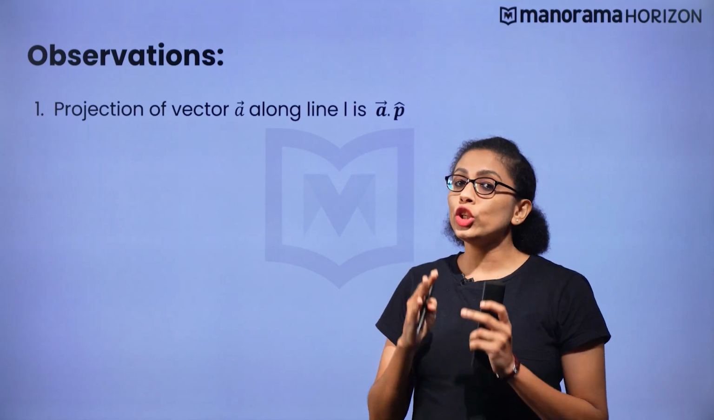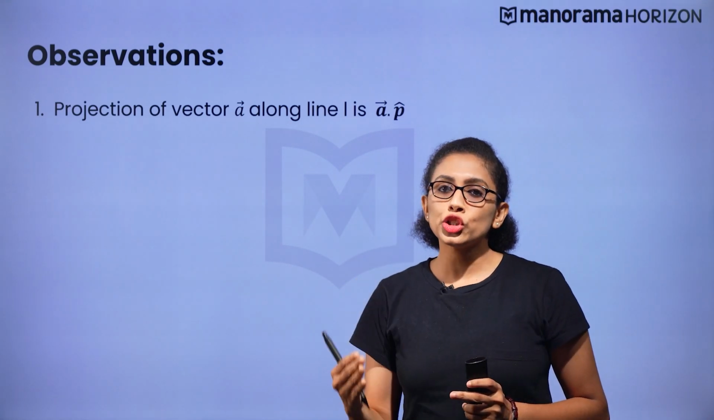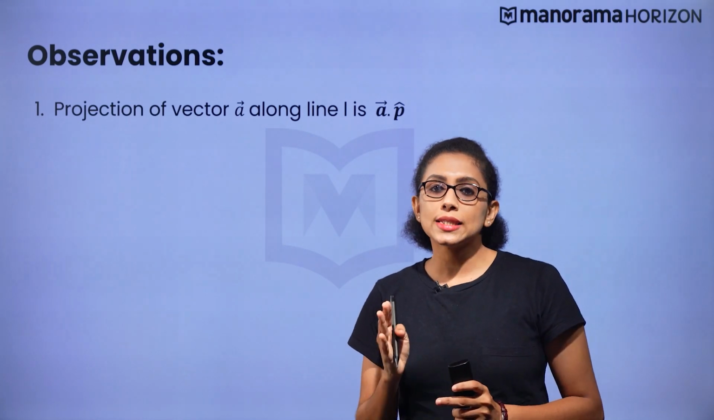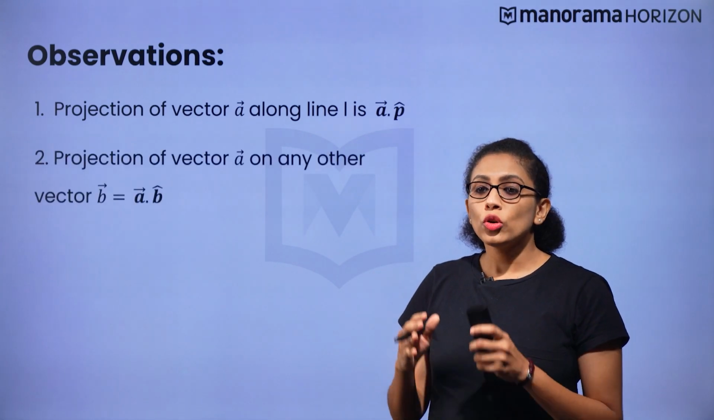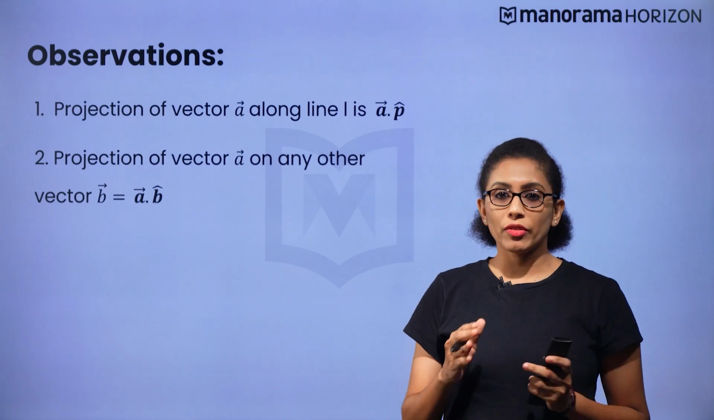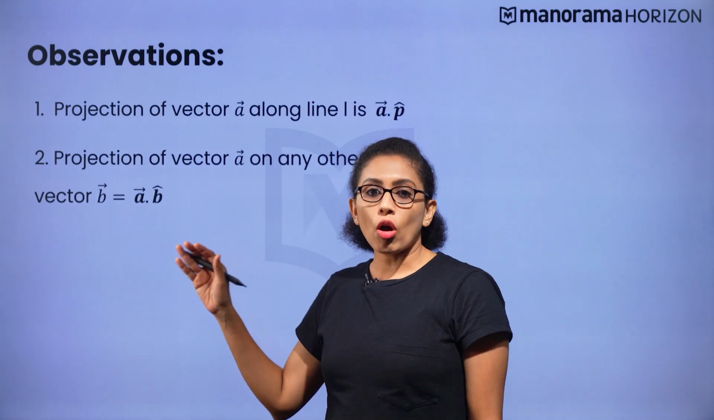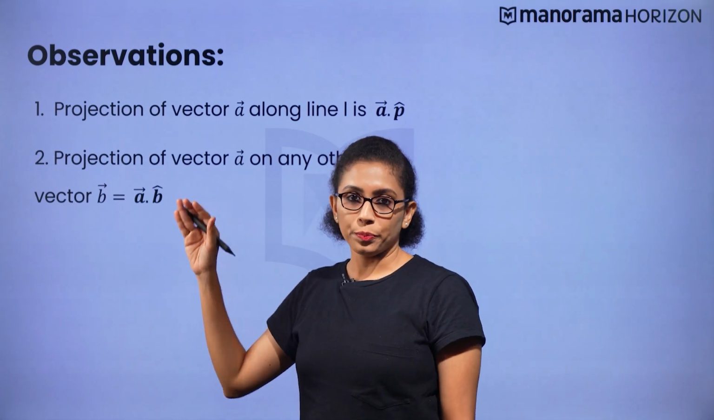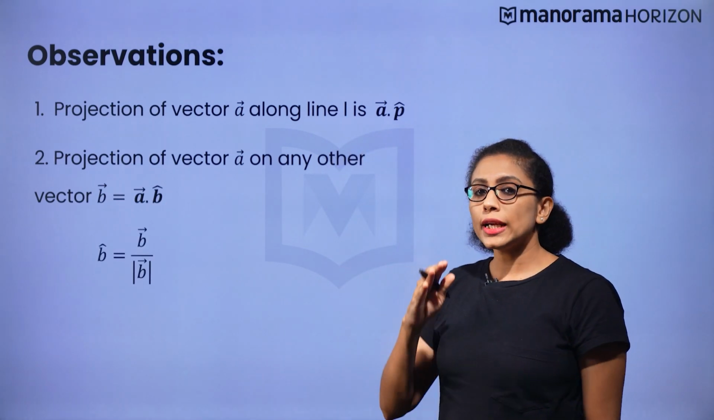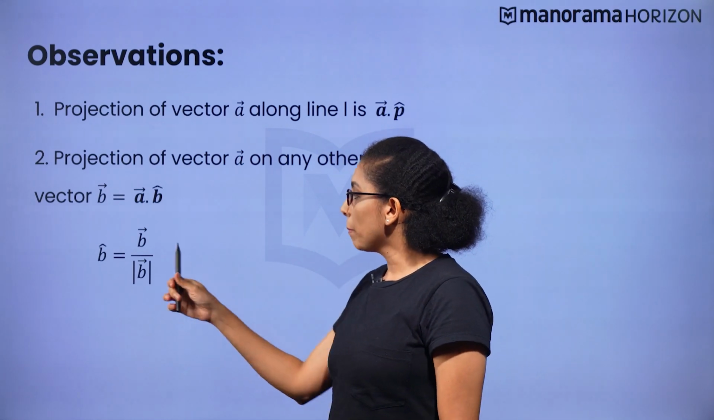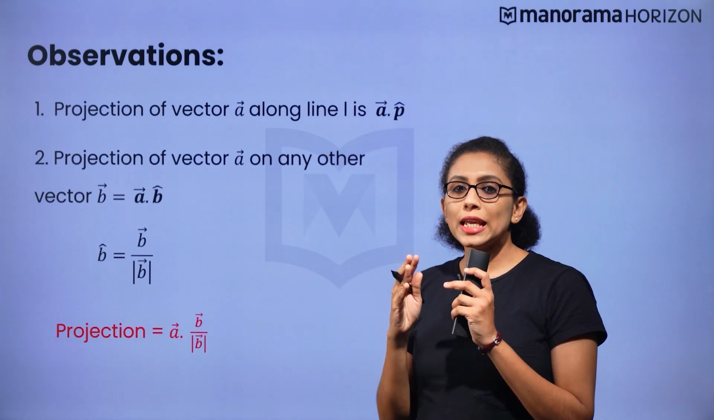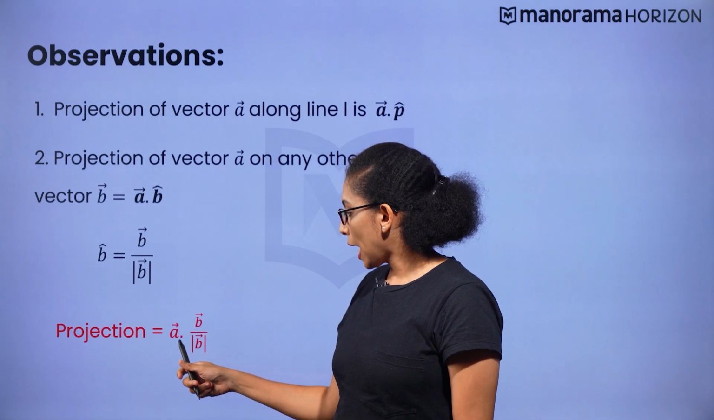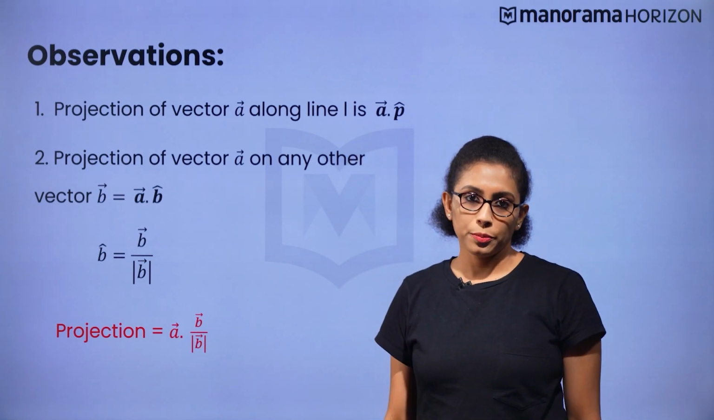Now let's see some observations. If p cap is a unit vector along the line L, then the projection of the vector A on the line L is given by vector A dot p cap. Next, the projection of vector A on any other vector B is given by the dot product of A and the unit vector B. Now, the unit vector in the direction of vector B is given by B divided by magnitude of vector B. So the projection equals the scalar product, that is A dot B divided by modulus of B.